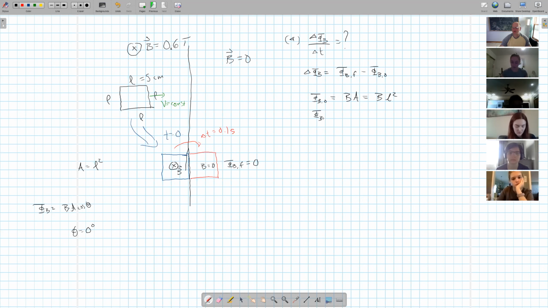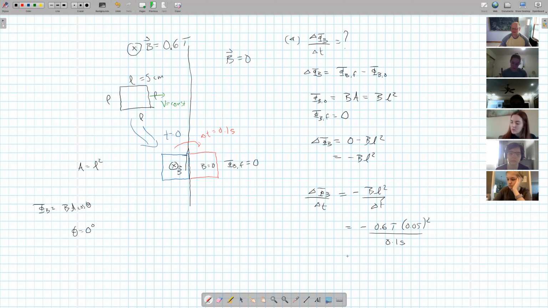So our final magnetic flux is equal to 0, which means our change in magnetic flux is 0 minus B times L squared, which is simply minus BL squared. So plug that in here. The rate at which the magnetic flux is changing, delta flux divided by delta t, is equal to minus B times L squared divided by delta t. That's the same thing as minus 0.6 Tesla times the length, which is 0.05 meters, squared, divided by a change in time of 0.1 seconds.